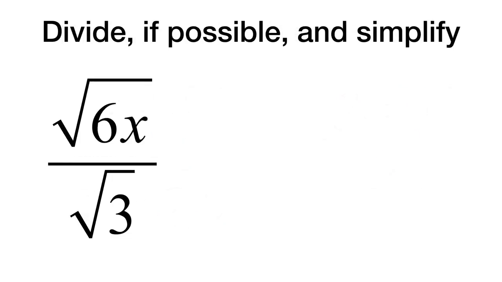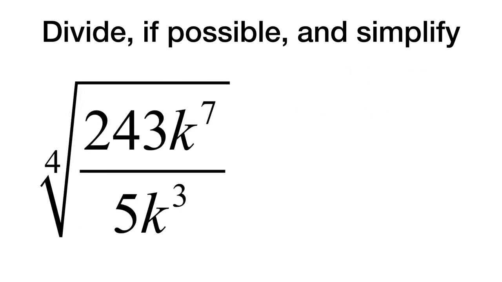All right, so now we're going to divide if possible and then simplify. So to start with, 6x over 3, square root of 6x over the square root of 3. You'll notice they're both square roots, so we can do this, but it becomes square root of 2x, and that's as far as we can go. Let's try our next one.